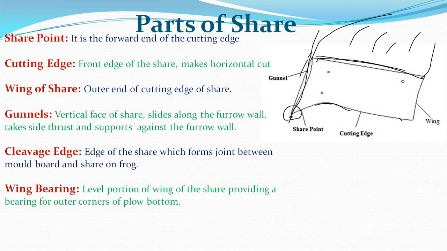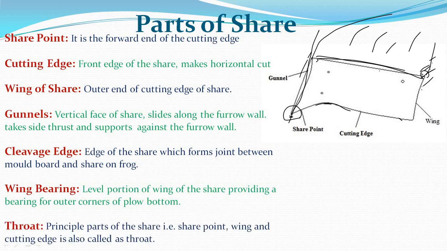Then wing bearing. The level portion of the wing of the share provides a bearing for the outer corner of the plough bottom. So the outer corner of the plough bottom, this point, is called the wing bearing. And throat is the principal part of the share. Throat means this portion: the share point, wing and cutting edge together make up the throat.